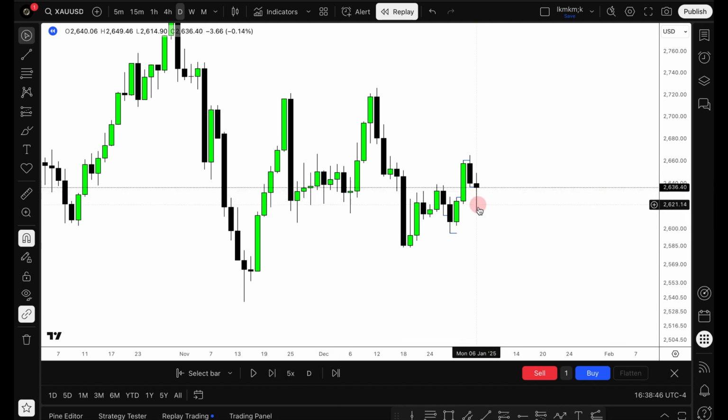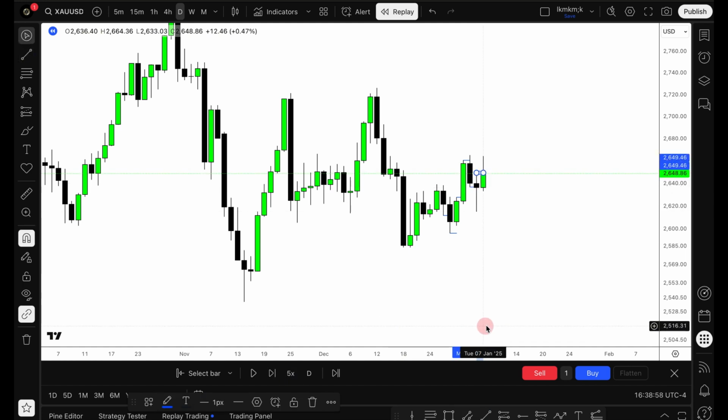So price completely rebalanced that fair value gap with this long wick, and it closed close to this high, so we'd expect price to reach for that high and move higher, which we got. And then price respected it with a long wick as well. Price closed in the midpoint of this range, so it's closed close to the low and it's closed close to the high as well.